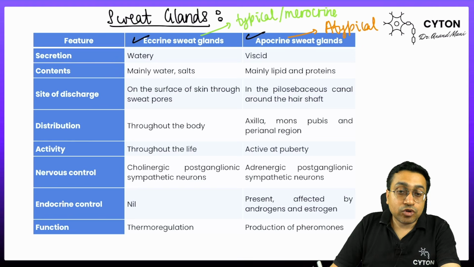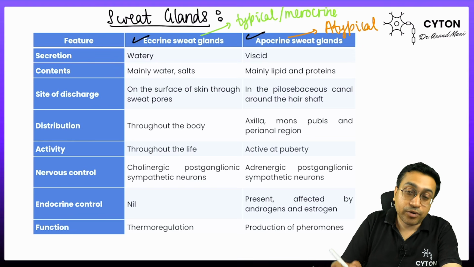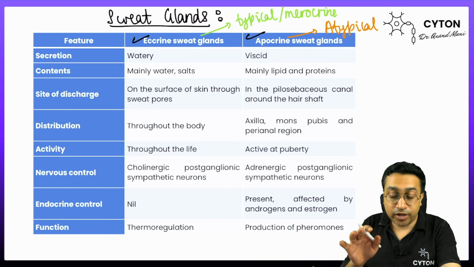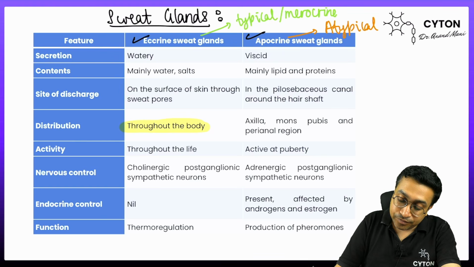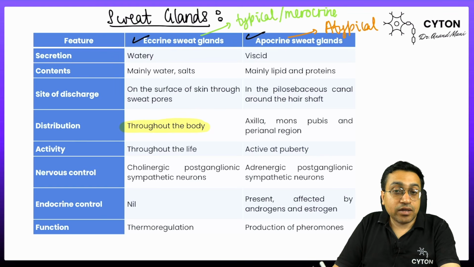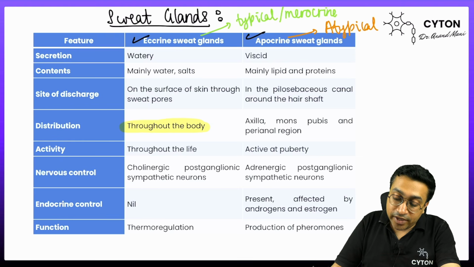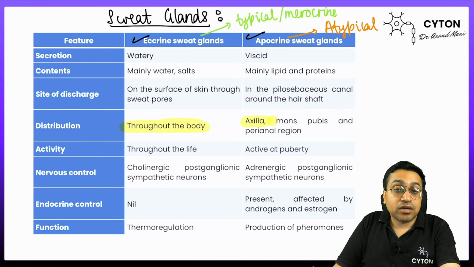The difference is that eccrine is the one which is very important in the sense they are distributed all over the body except the lips and the external genitalia. So they are present throughout the body. And you can see this apocrine atypical sweat glands, they are the ones which are present only in the axilla, in the areola and the nipple complex of the mammillary gland.